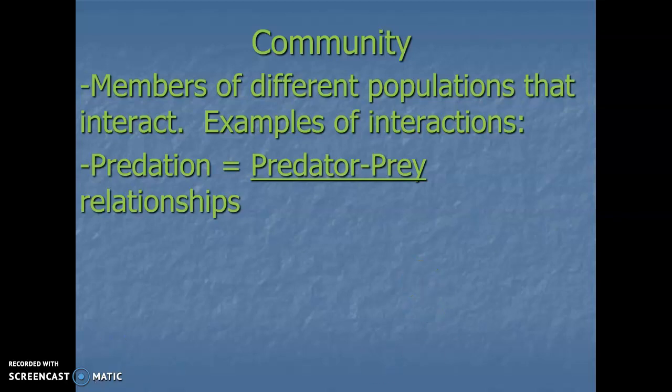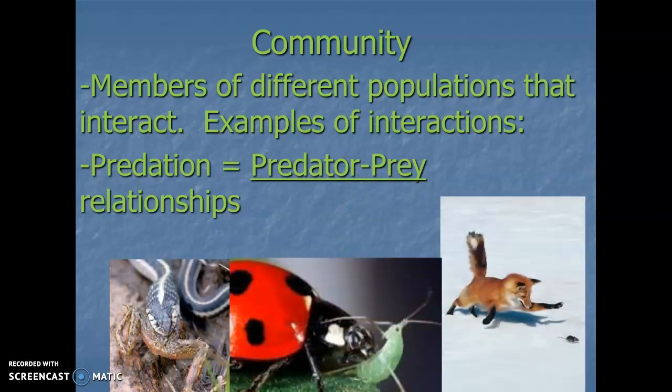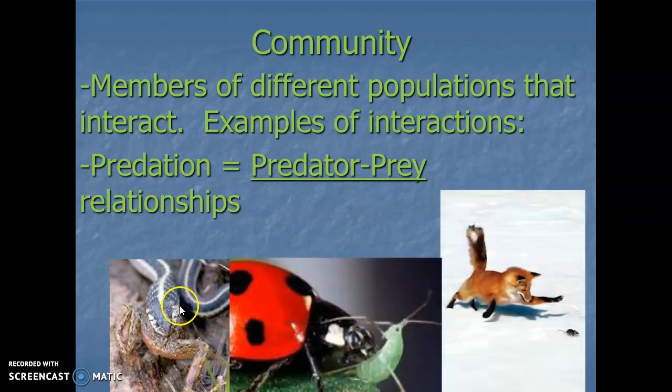Predation. So you're talking about a predator-prey relationship. So that means one organism using another as a food source. And I do have a video clip for you to look at for that. So the first one we have here is a snake using a frog as a food source, so our predator and then our prey. This one we've seen before, the ladybug is the predator and the prey is an aphid, and then a fox and a mouse. So one population using another population as a food source.